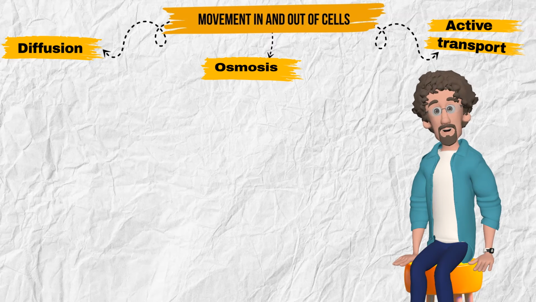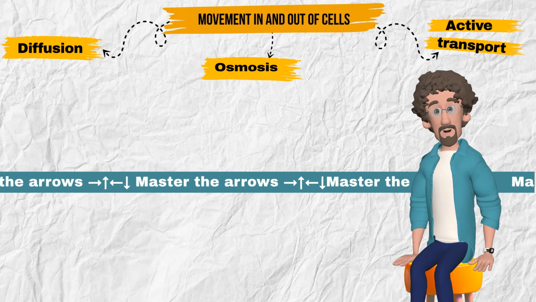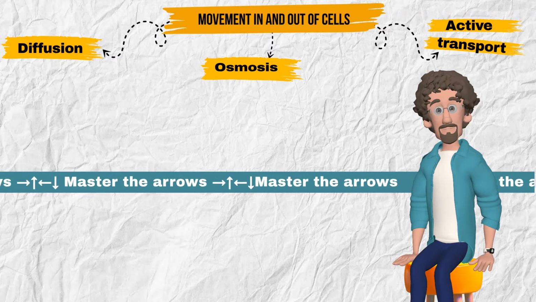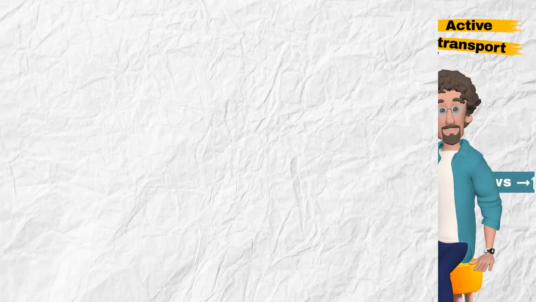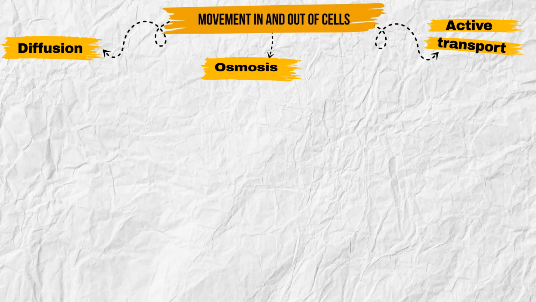And here's your golden rule for this chapter: master the arrows. They tell you everything: what is moving, where it's moving, and why. So let's break it all down, crystal clear, with real exam logic, starting with diffusion. Let's start with the definition.